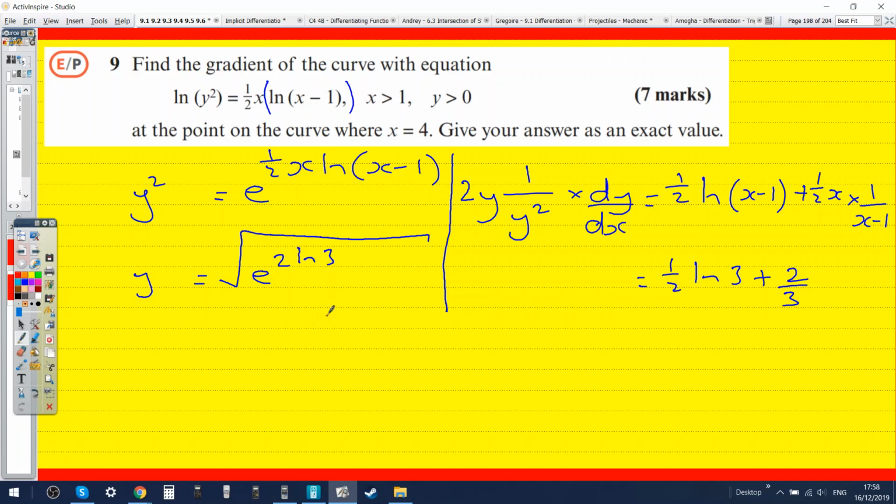Which is, I'm doing now, squared. 3. Oh, that's just 3. The square root of that whole thing is just 3. Oh yeah, because you could bring the 2 up, so it becomes ln 9. Square root of 9 is 3, so y is 3. So then you can do 6 times 1 over 9, times dy by dx is equal to half ln 3 plus half times 4.